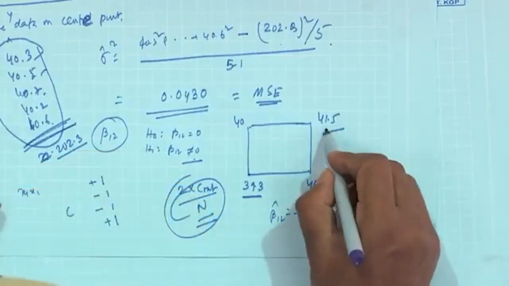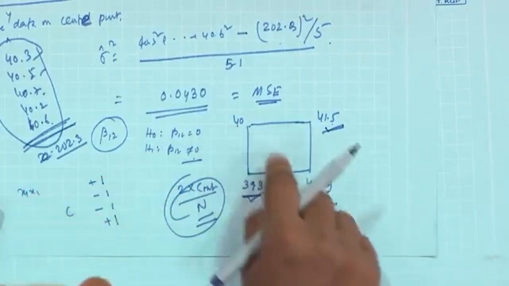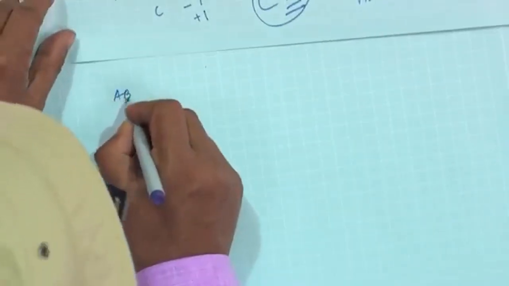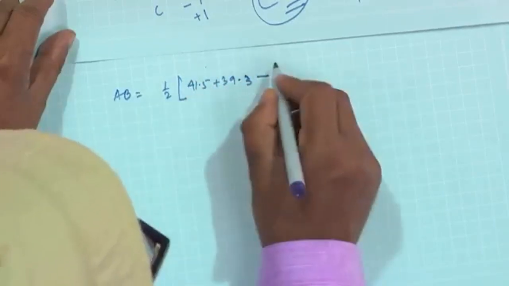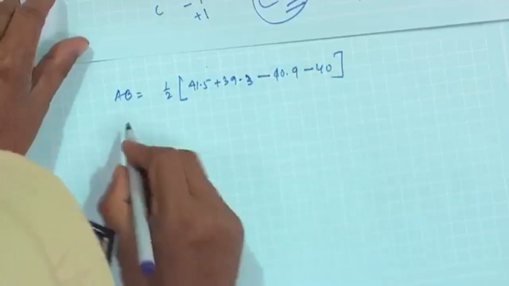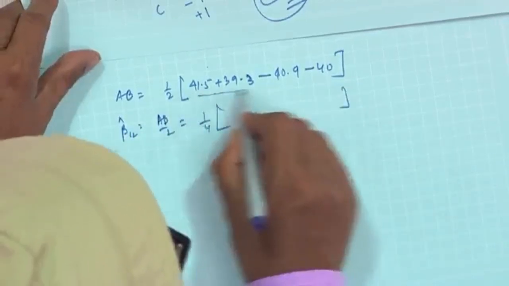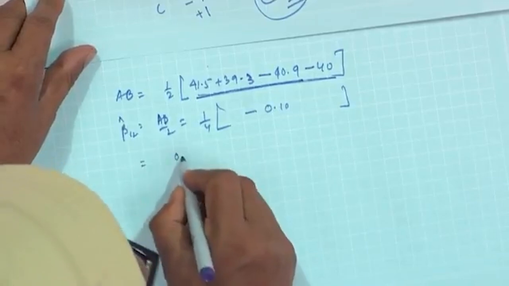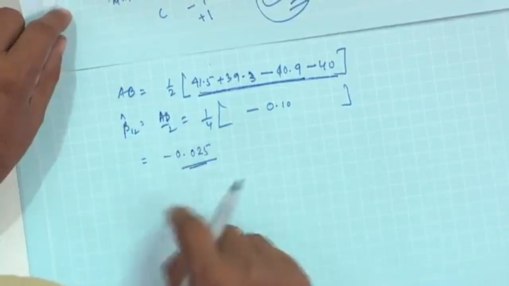So, as I told you, first you find out the effect: 41.5 plus 39.5 divided by 2 minus 40.9 plus 40 divided by 2, that will give you the interaction effect AB. So, using this data you can find AB equal to half of 41.5 plus 39.3 minus 40.9 minus 40, then beta 1 2 cap will be half of AB, that means 1 by 4 of this. Now, in between this quantity is minus 0.10. So, beta 1 2 is 0 minus 0.025.